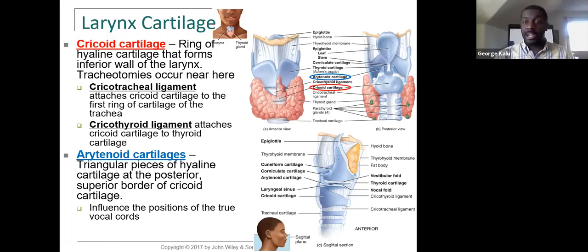And that's going to allow you to make your voice deeper or make your voice higher or create different sounds within your voice just by the movement of the arytenoid cartilage, okay, which is attached to your vocal cords. Okay. And so again, they're going to be on the posterior side. They're going to be kind of sitting more superior to the cricoid cartilage.